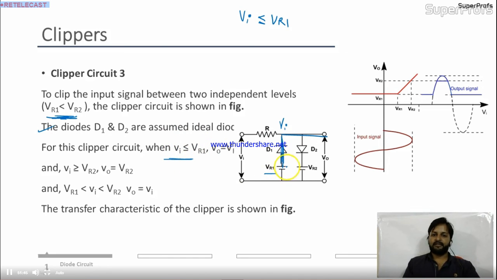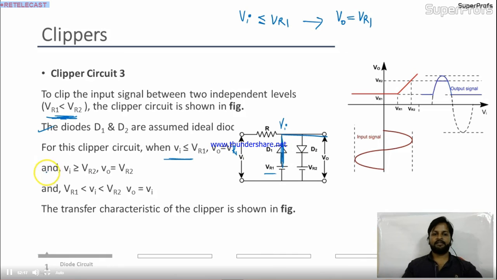Condition is VR1 is greater than VI. Yeah, VR1 is greater than VI. It means this diode will be forward bias. When this will be forward bias, the output should be VR1, but let me check it. So yeah, this is VR1, okay. So at the output you will get VR1. In this case, you will get output as VR1.